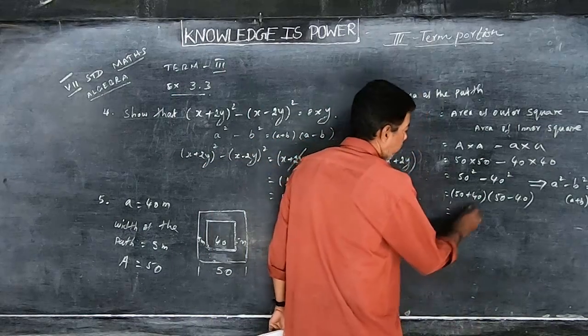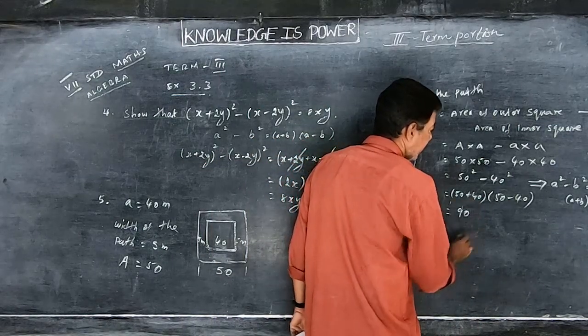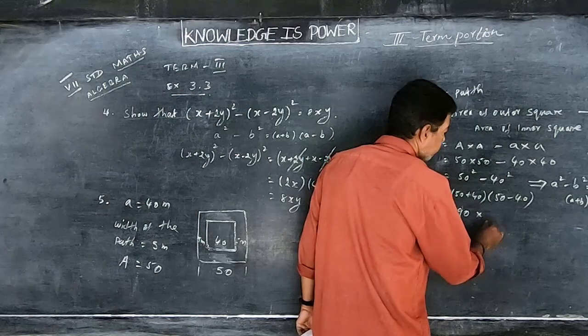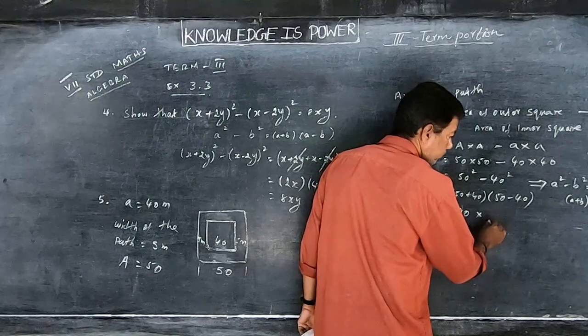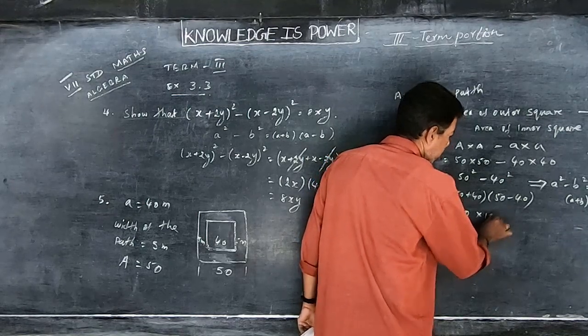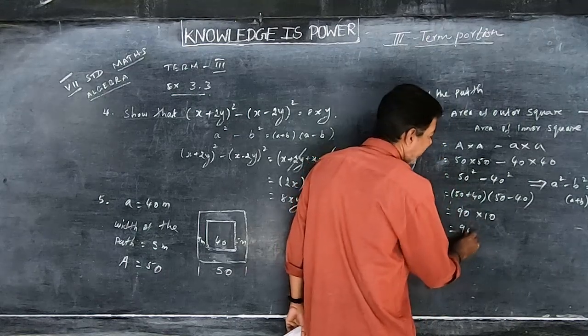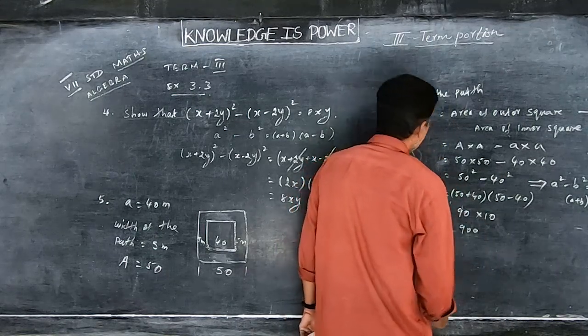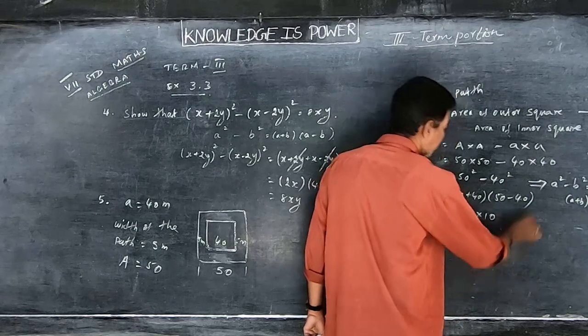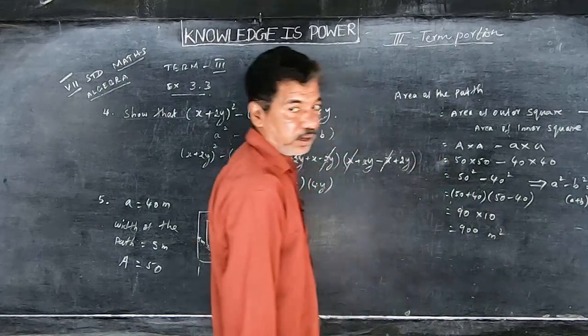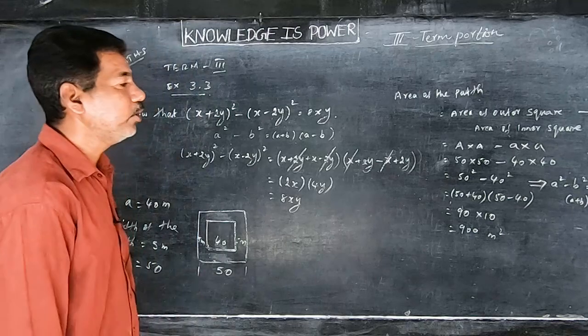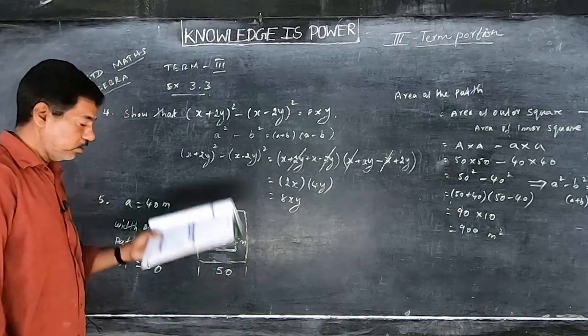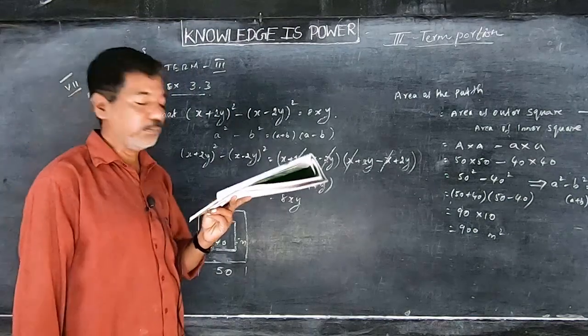Now 50 plus 40 will be 90. Then 50 minus 40 will be 10. So when you multiply that, 90 into 10 is 900. So the area of the path will be 900 meters square. So that is the answer for question number 5.